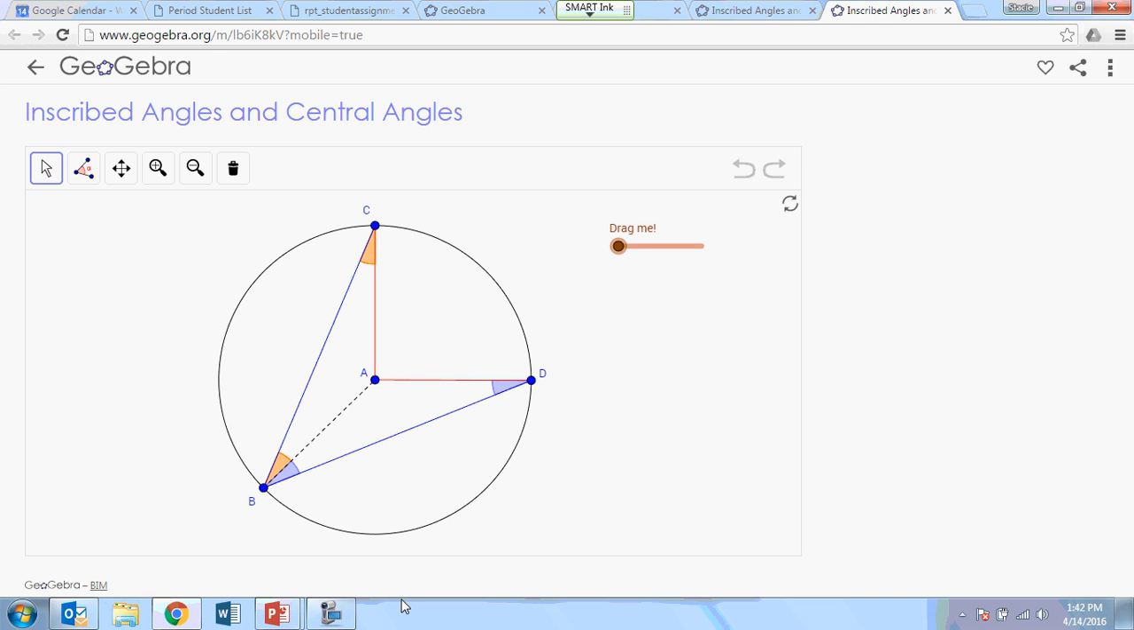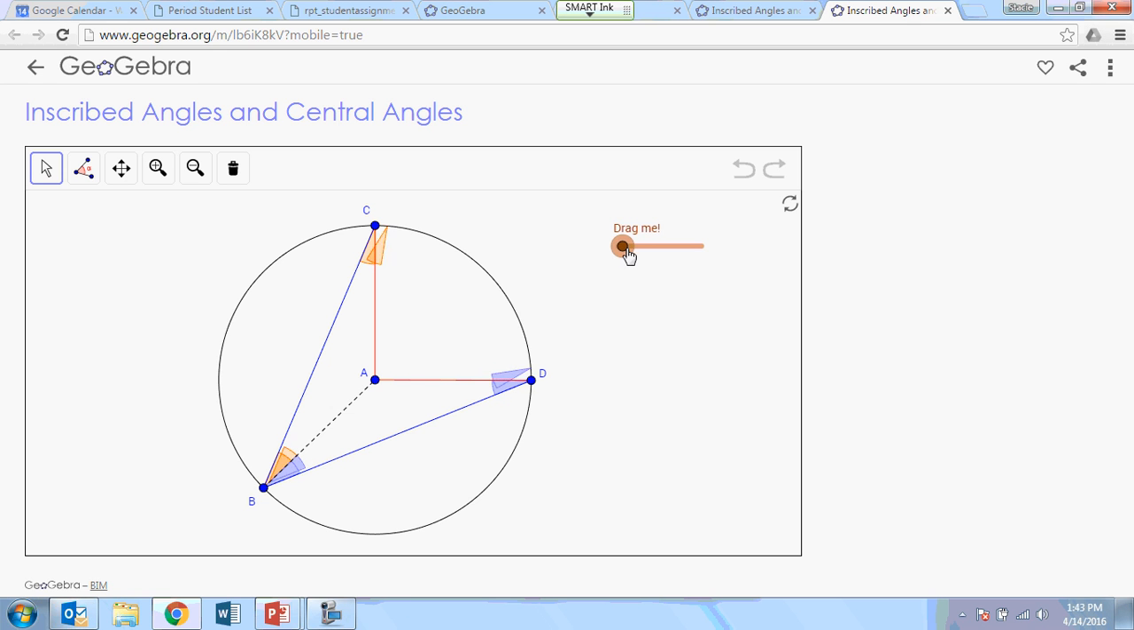As we look at this GeoGebra circle, we have two types of angles here. One of them is that central angle that you're used to seeing. The other is what's called an inscribed angle. In just a moment, we're going to define inscribed angle so that you know the difference and the distinction between the two. So, watch what happens as I drag this little slider. A is a central angle. Angle B is an inscribed angle.